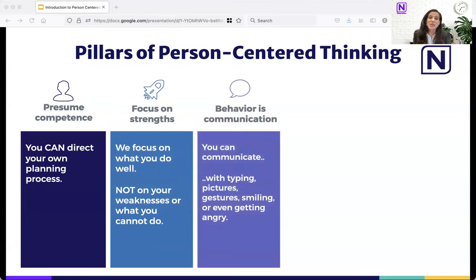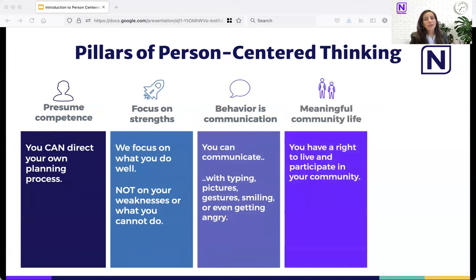communicate other than speaking. So if you don't communicate by speaking, we still believe that you can make choices, and it's our job to pay attention. So maybe you type, or you use pictures, or you gesture, or you smile. Even getting angry tells us that something is going wrong for you.